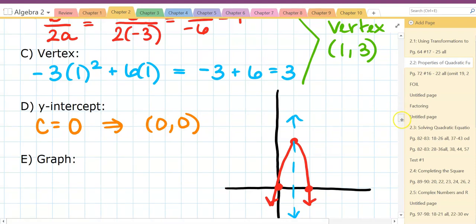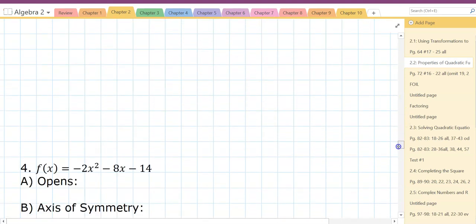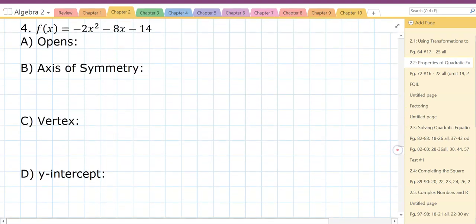All right, let's look at the next one. We have negative 2x squared minus 8x minus 14. I'm going to give you a couple minutes. I want you guys to try to do this one as well.